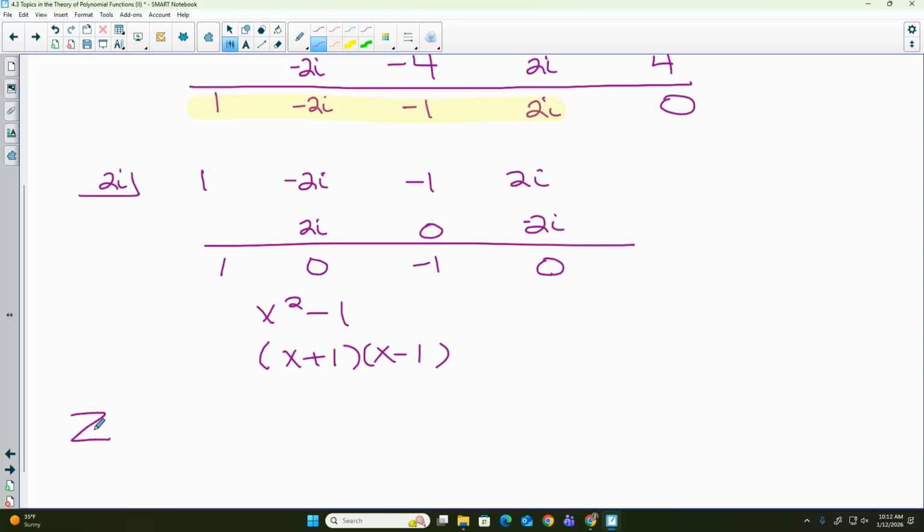Okay, my directions were to give all of the zeros. So positive and negative 2i, they're complex numbers, they both worked. What else works? Positive 1 makes x minus 1 equal 0. Negative 1 makes x plus 1 equal 0. Is that okay?